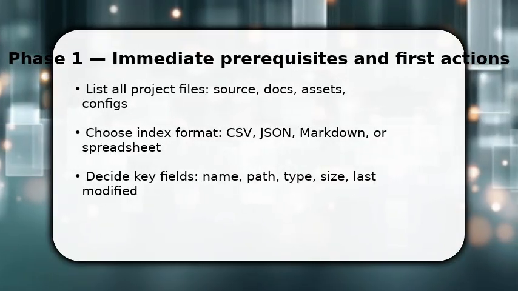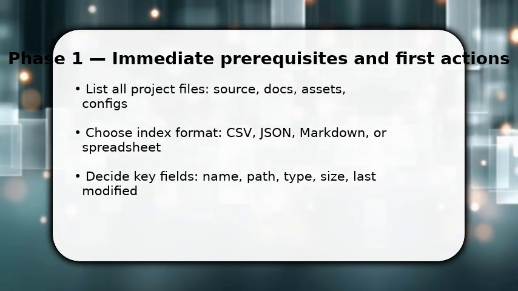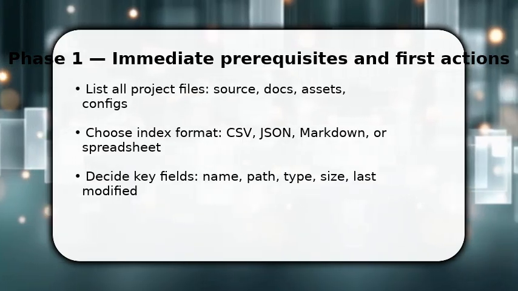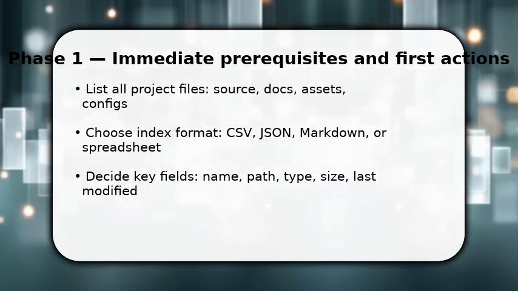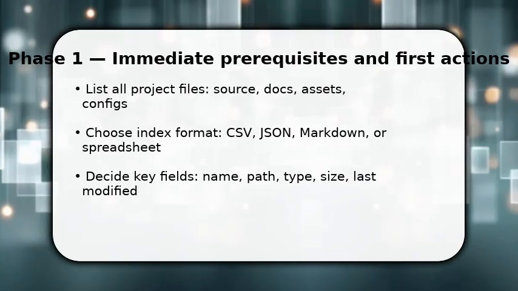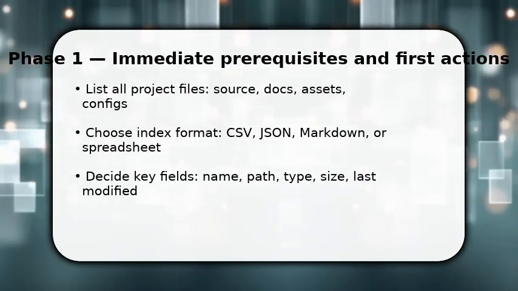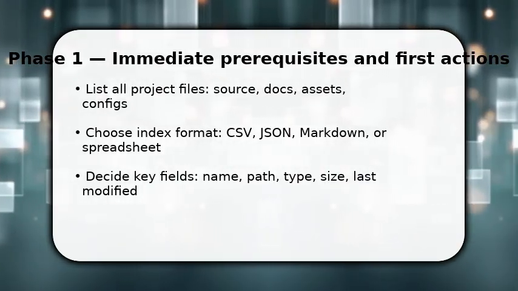Make sure to include ignored patterns now, so you do not index build outputs or temp files. Then create a blank index file in your repo root and prepare a consistent naming convention. This prevents duplicate entries later.